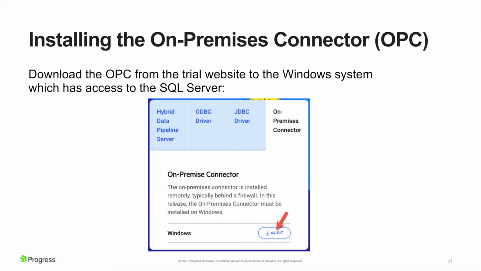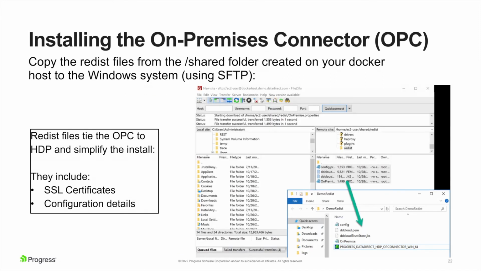So to start with installing the on-premises connector, you're going to go back out to where you downloaded the trial, and you'll see a tab for on-premises connector. We're going to download that. And then the other thing we need are 4 files that are created during the Hybrid Data Pipeline installation. We call those our redist files. They include SSL certificates, a key store, and some configuration details to make it easy to do the deployment of this. The on-premises connector is a Windows application.